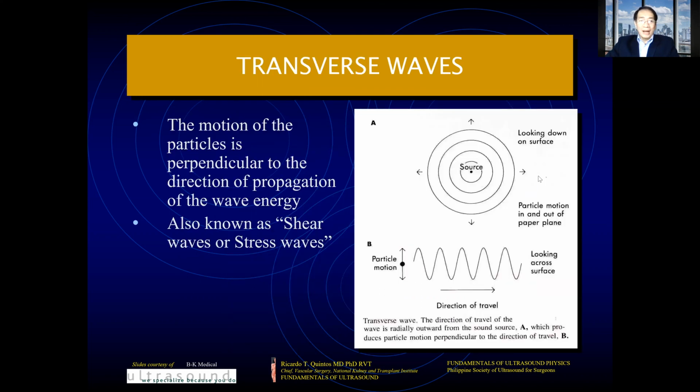Transverse waves, on the other hand, are waves in which the motion of the particles is perpendicular to the direction of propagation of the wave energy. For example, in this diagram, the particle motion goes in an up and down manner, but the direction of the waves is perpendicular to the motion of the particle. These are also known as shear waves or stress waves. This is not how sound waves move. So sound waves, for our purposes, are only longitudinal waves.